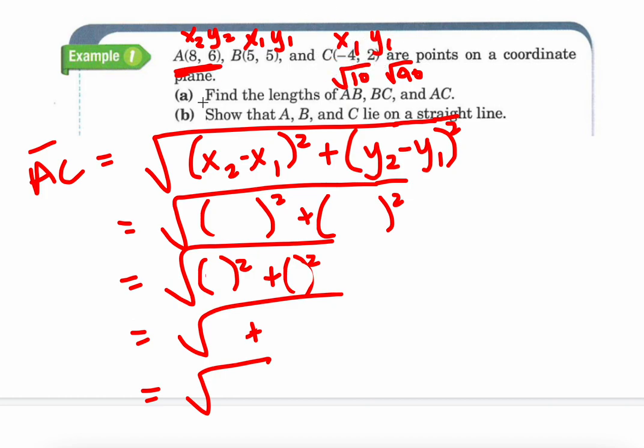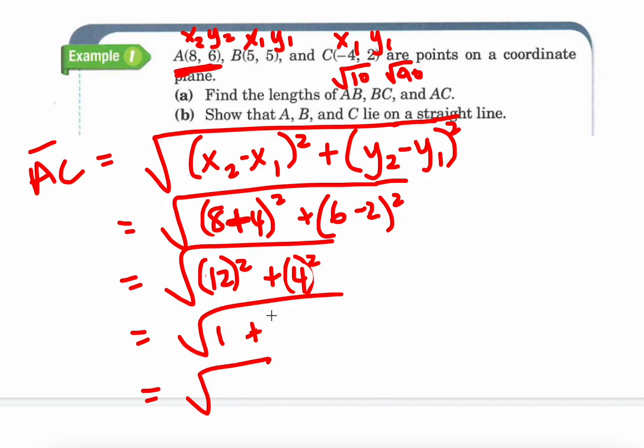All right, so I have x2 minus x1, 8 minus negative 4. Ooh, 8 minus negative 4. So that's going to become 8 plus 4 because I have two minuses. And then my y2, 6 minus 2. Oh, that one's good. 8 plus 4 is 12. 6 minus 2 is 4. So 12 times 12, 144. And then 4 times 4 is 16.